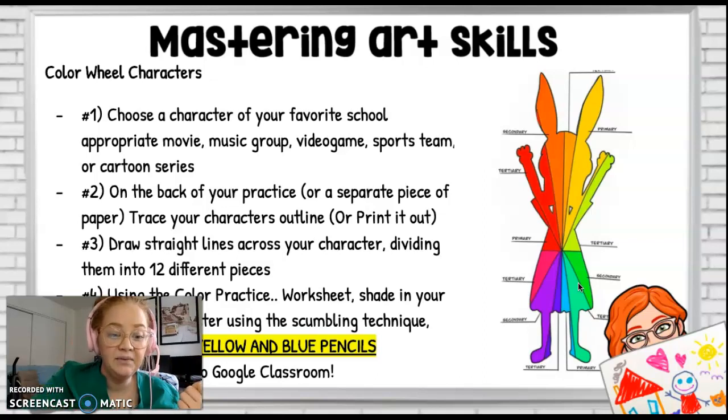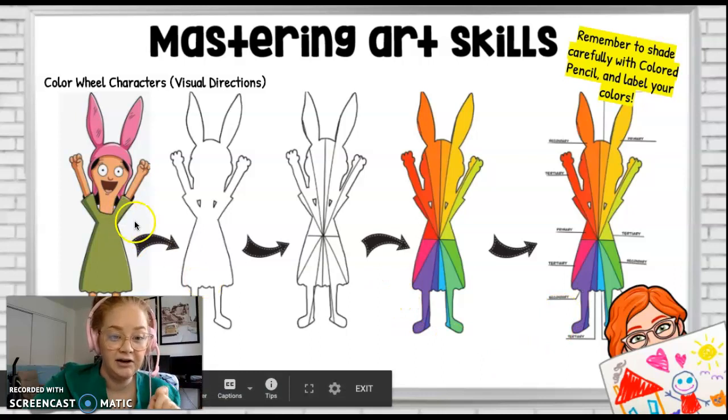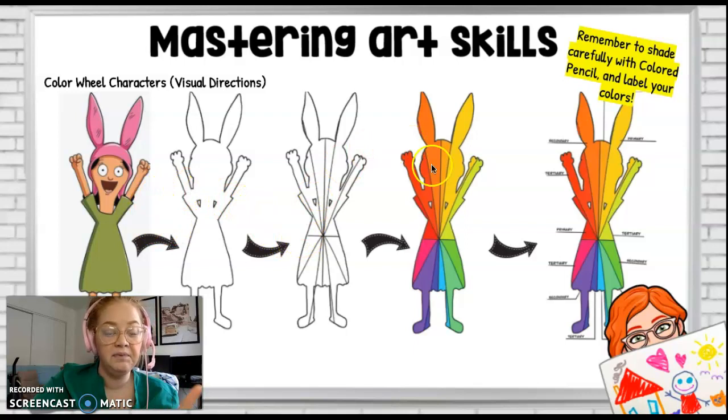And then at the end of the week, you're going to submit a picture to Google Classroom. Now, if this was confusing, I've broken it down for you. First, you find a character. You outline them. You divide them into 12 sections. You color those sections as you would find in the color wheel. And then I want you to label your colors.